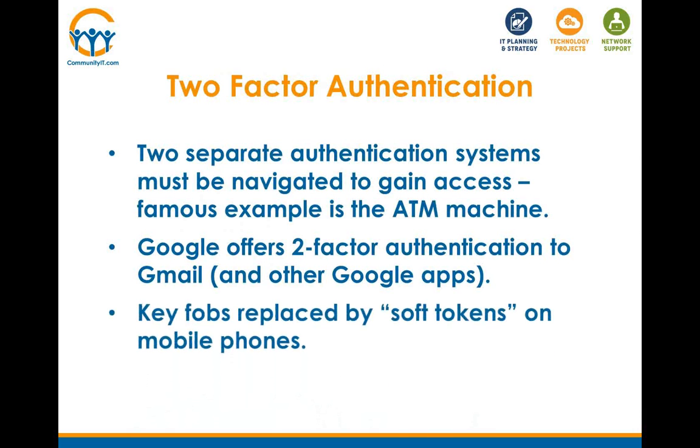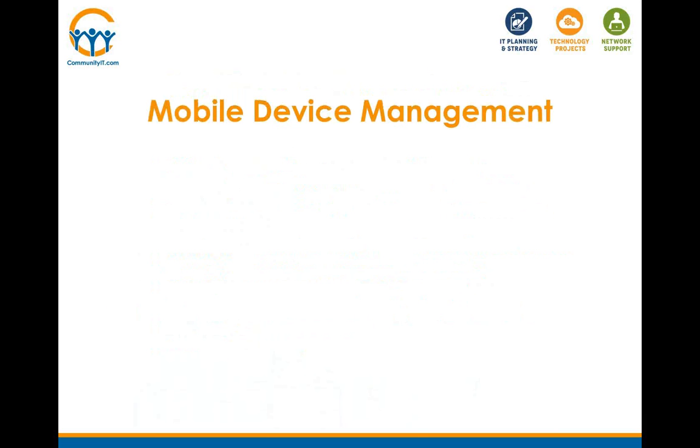Just one: key fobs, which is what the picture at the beginning of this section on IT security began with, all those little key fob pictures. Those have been replaced by soft tokens, which are on mobile phones. And I just want to mention that one concern about two-factor authentication is that you do want to make sure that the systems are kept separate.